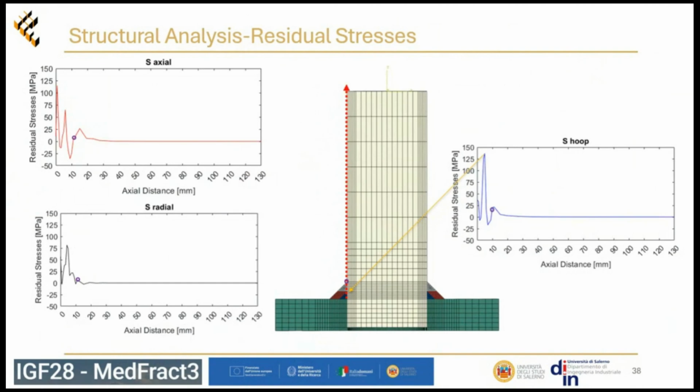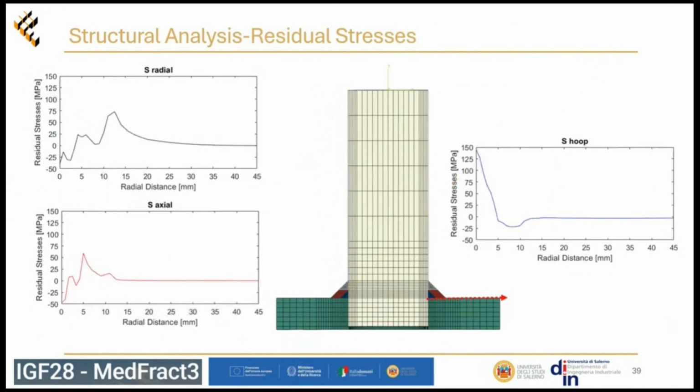This is for a path on the tube, while these are the residual stresses for a path on the flange. We can appreciate how the residual stresses go down very fast when the distance from the fused zone grows.